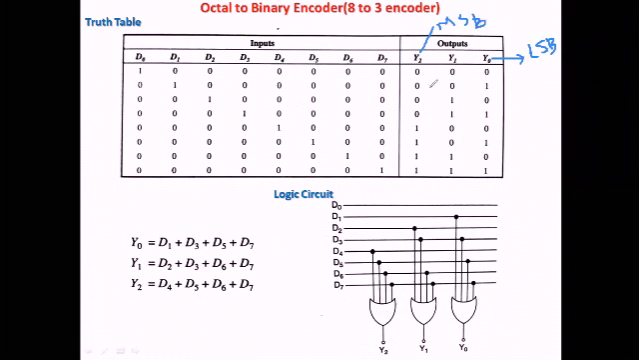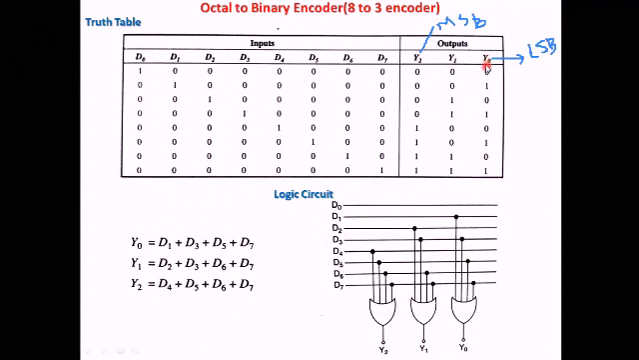Okay, now let us see how this is going. See here, D0 is 1, again D1 is 1, D2 is 1, D3 is 1, D4 is 1, D5 is 1, D6 is 1 and D7 is 1. Now we have to look for the values.